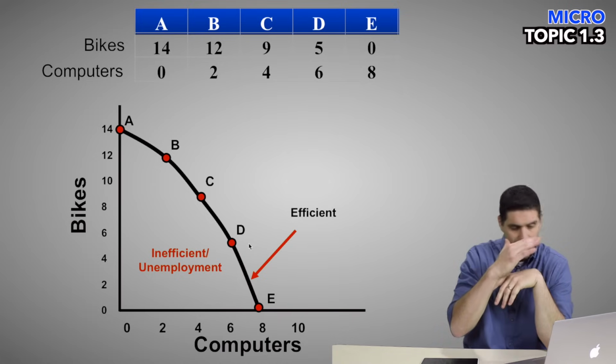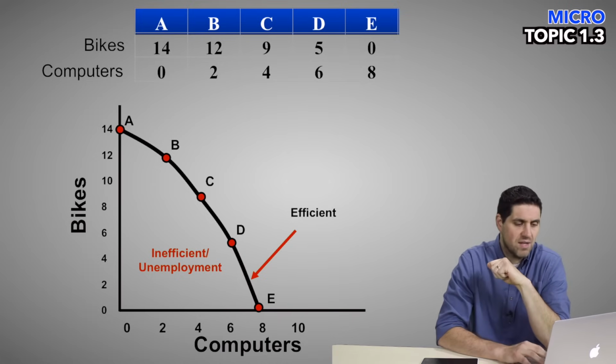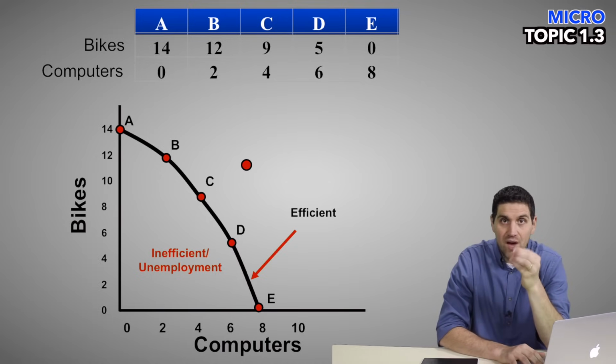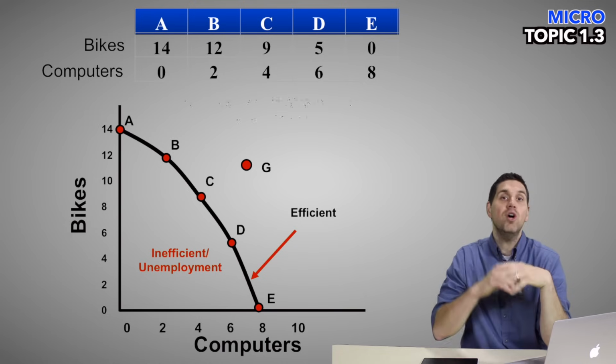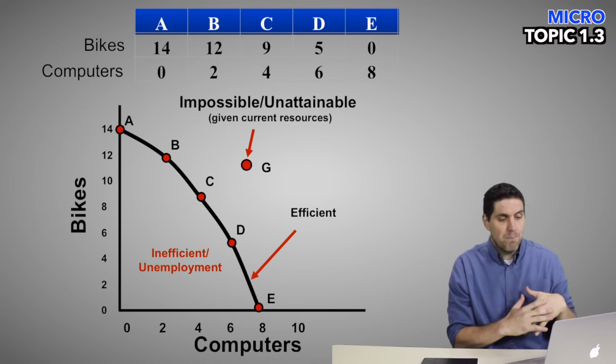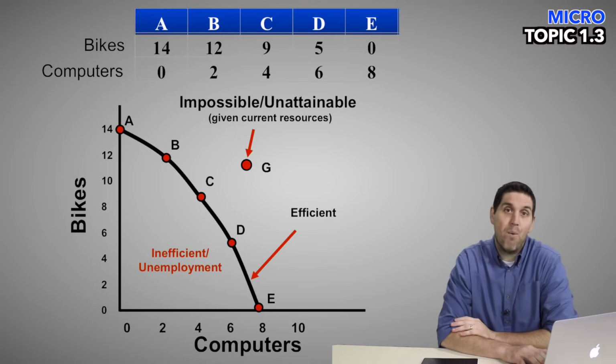We're producing, using all of our resources, all of our workers, all of our factors of production to produce this stuff. And outside the curve, you can't produce that quantity. There's just not enough resources, right? So if there was more technology and better resources, we could produce out there in the future. But for right now, for whatever reason, we cannot produce right here at point G.